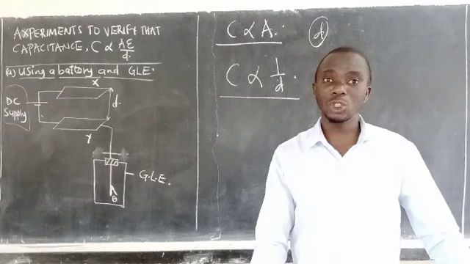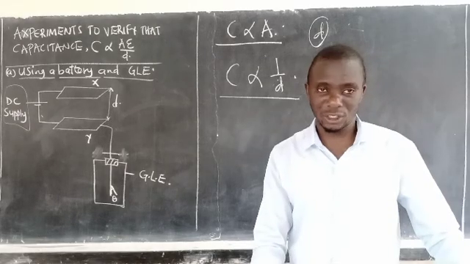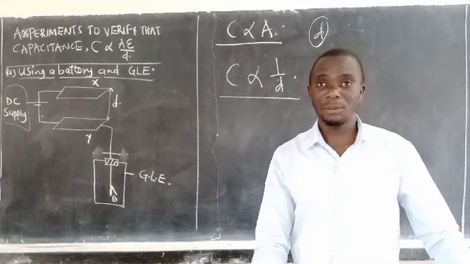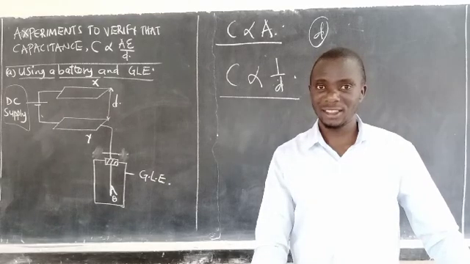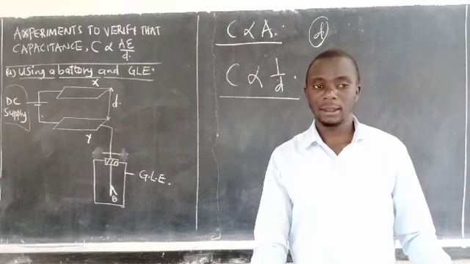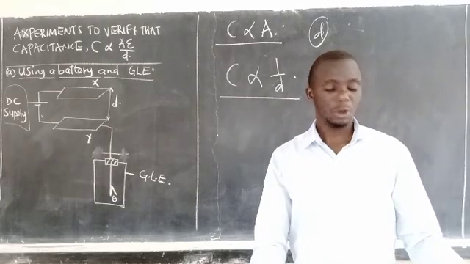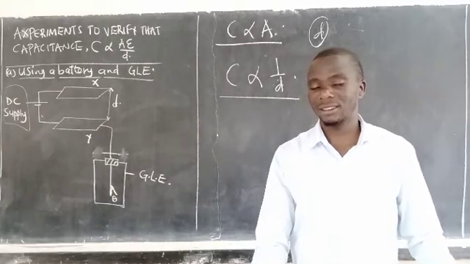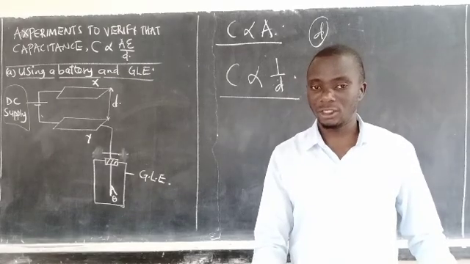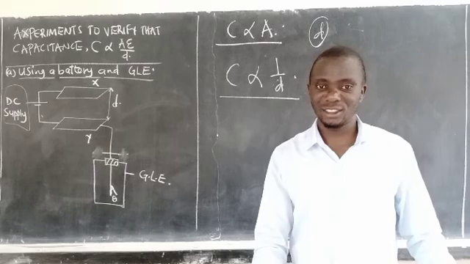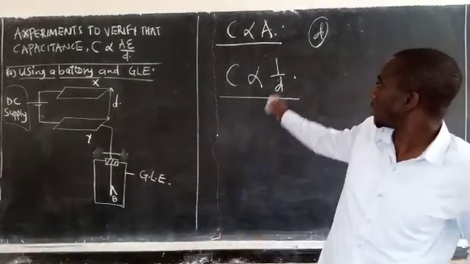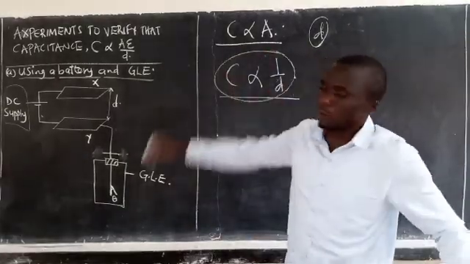When the separation D is reduced, the deflection of the gold leaf theta increases, which shows that capacitance increases with reduction in the distance. This verifies that capacitance is inversely proportional to D.